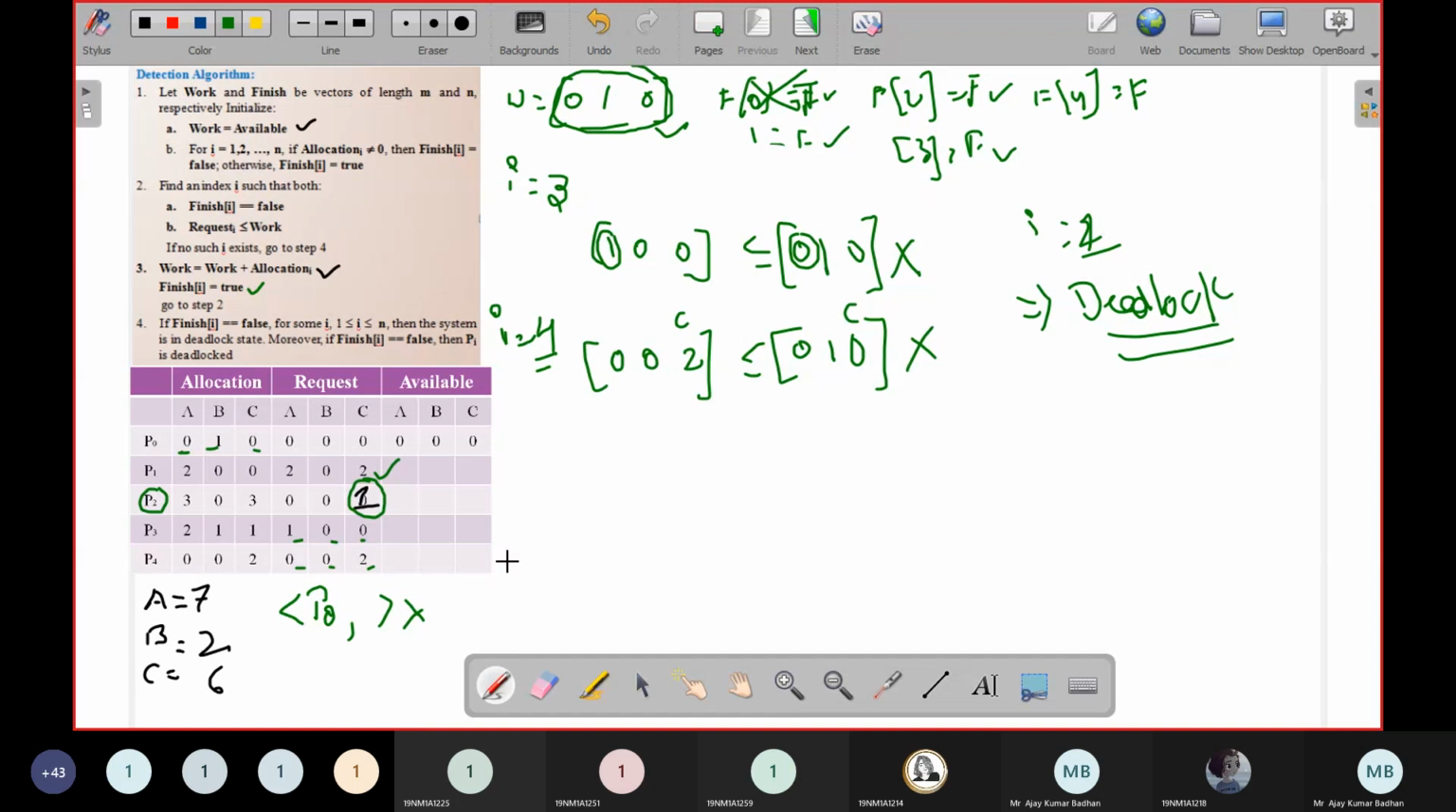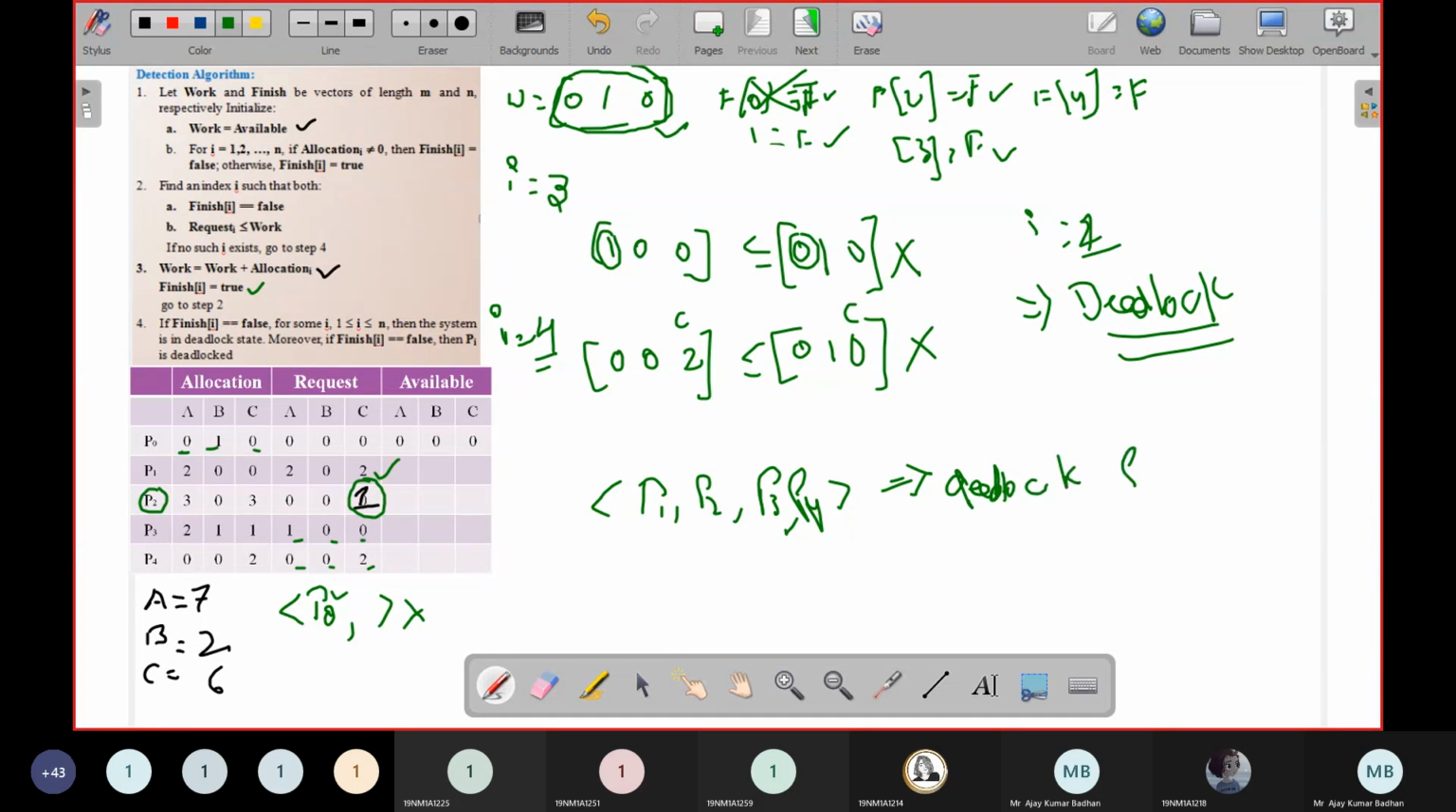Now, what are the processes which are in deadlock? Can you identify it? You clearly know that P0 has completed. So what are the different processes which are in deadlock now? P1, P2, P3, and P4. These are in a deadlock state.